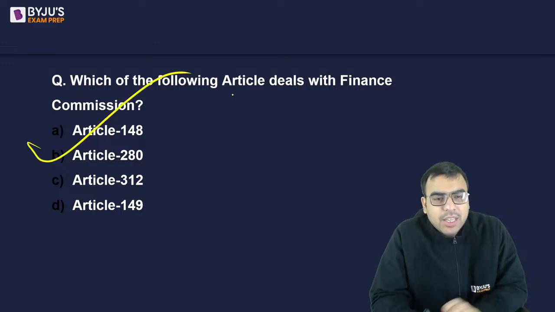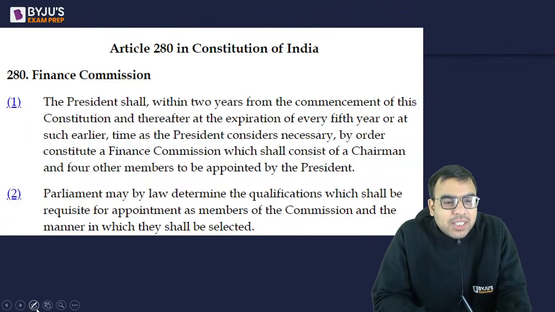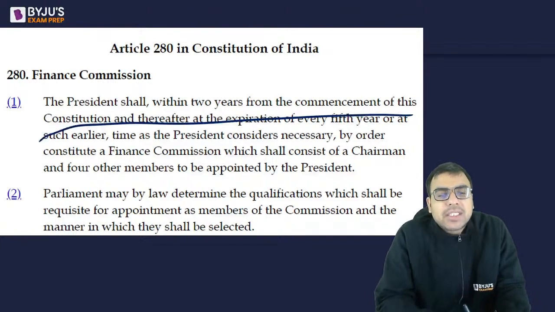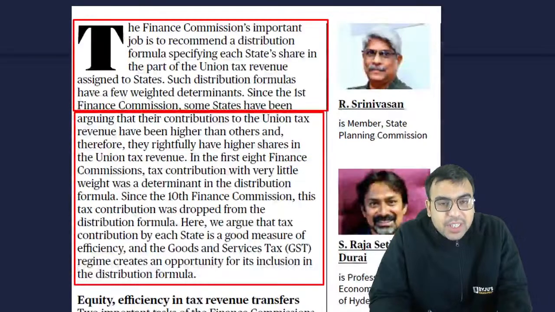The right answer is article 280. 148 जो CAG से related है ना. So है ना, president shall, तो actually क्या है, every 5 years president is supposed to set up a finance commission. Okay? Yes, Ramesh, Priya Chavan, Rishi Kumar, you all are right.